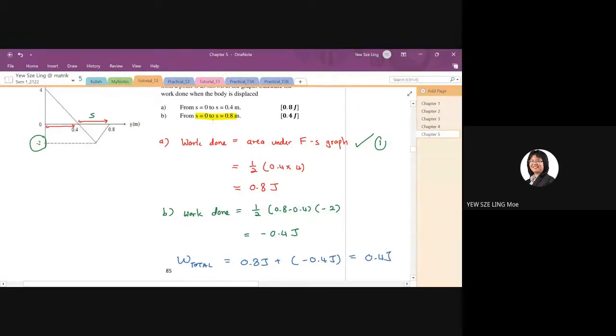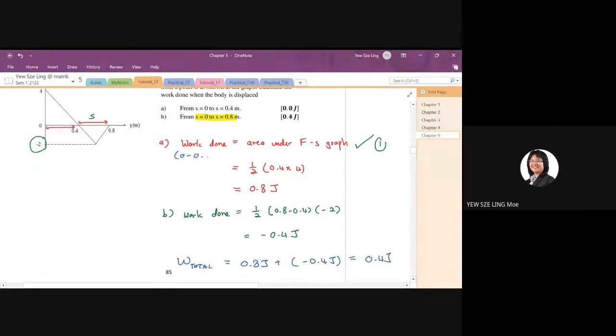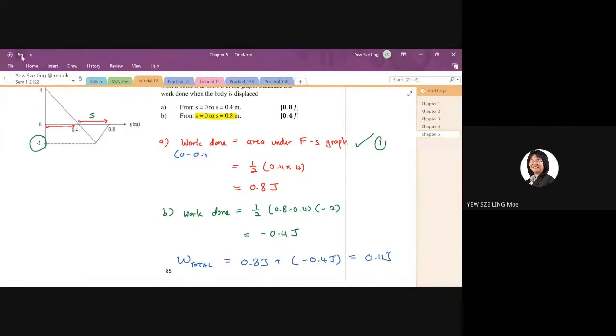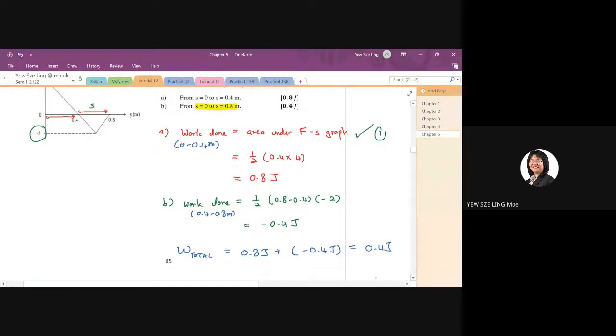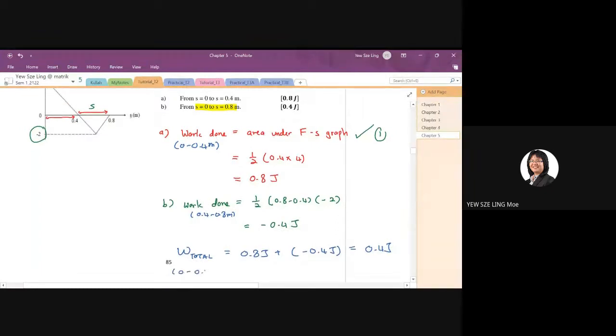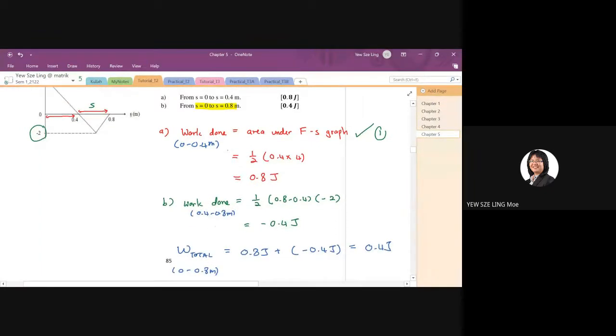So you have 3 different work done. The first one is from 0 until 0.4 meter, and then this one is 0.4 to 0.8 meter, and then the last one is from 0 to 0.8 meter. So basically we have 3 different work done in these questions.